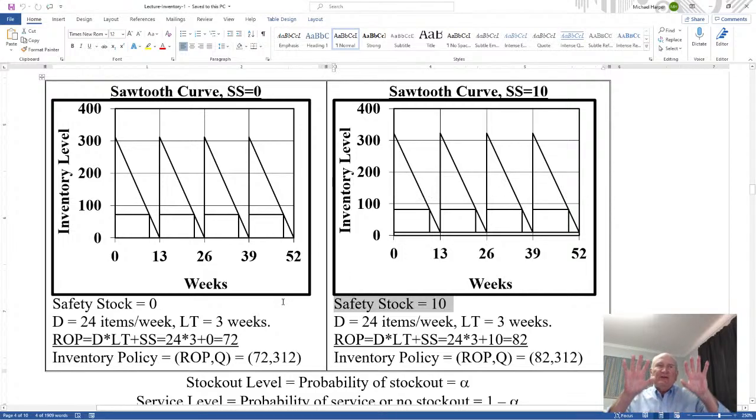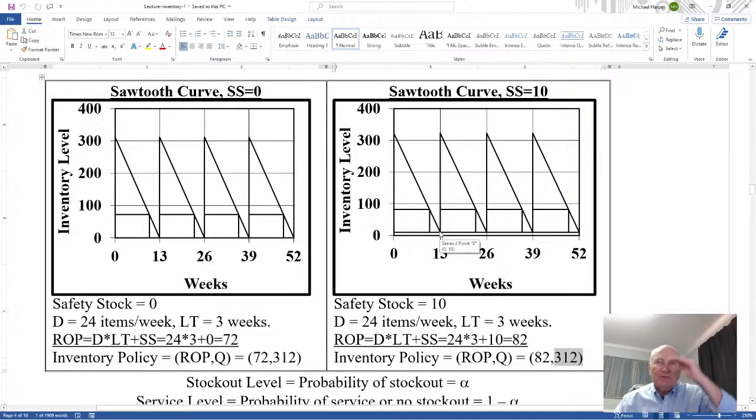So it just shifts everything up, but not everything increases. Two very important things do not increase. The inventory period is still 13 weeks, or 1 quarter, or 1/4 of a year. And the lot size is still 312. The reason it stays at 312 is because when this comes to 0 and jumps up to 312, this is 322, but it rises to 322 not from 0 but from 10.